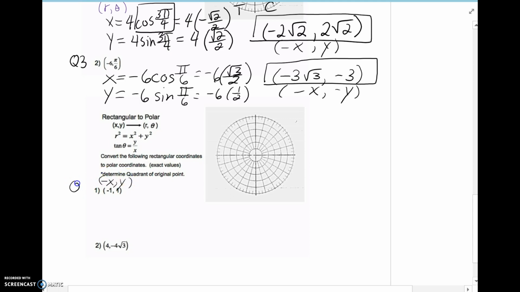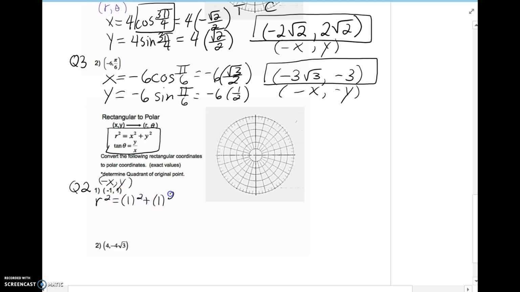That's going to end up being in quadrant 2. Now for here, we're going to be using our conversions of r squared equals x squared plus y squared, because r is the hypotenuse, and then tangent theta is y over x, because we have our x and our y, and we want to convert it over to r and theta. The radius is usually pretty easy to find.